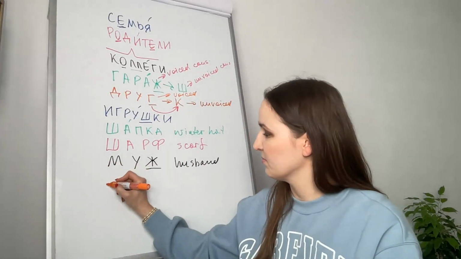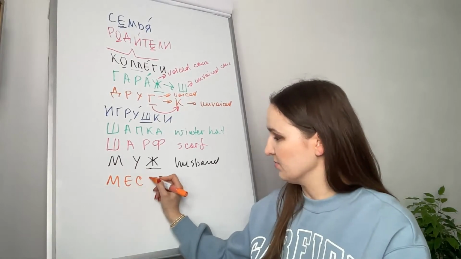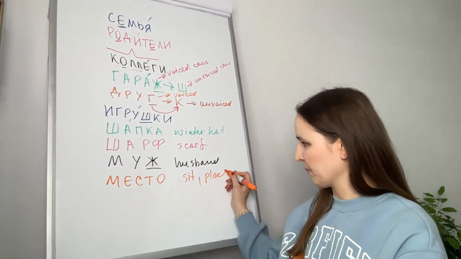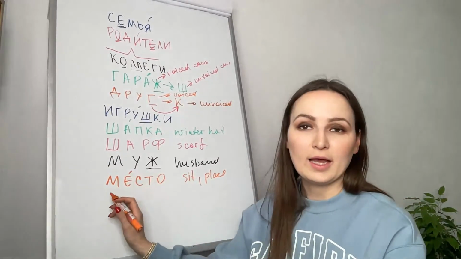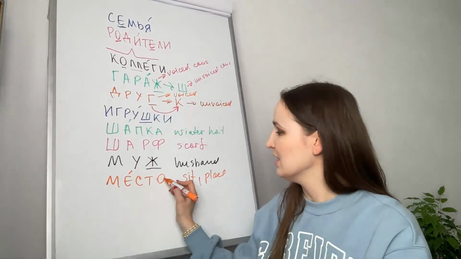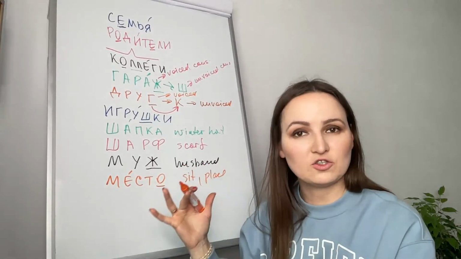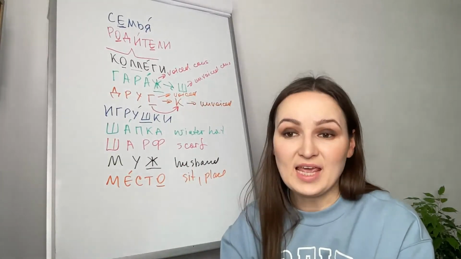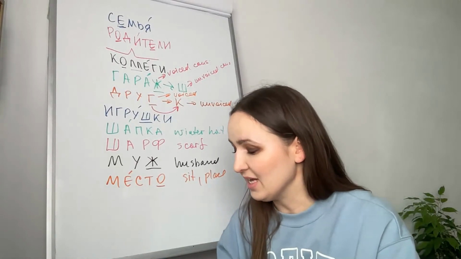Место. Место is seat or place. Again, е is stressed, don't change it. But o is not stressed, so pronounce it as a. It will be reduced. Место.